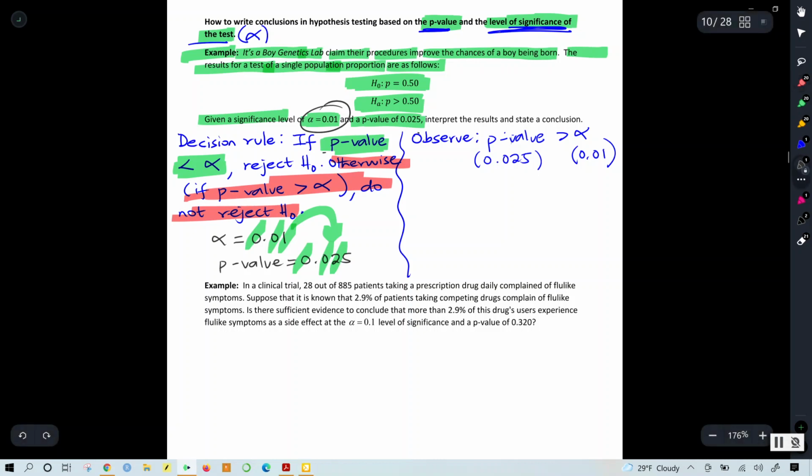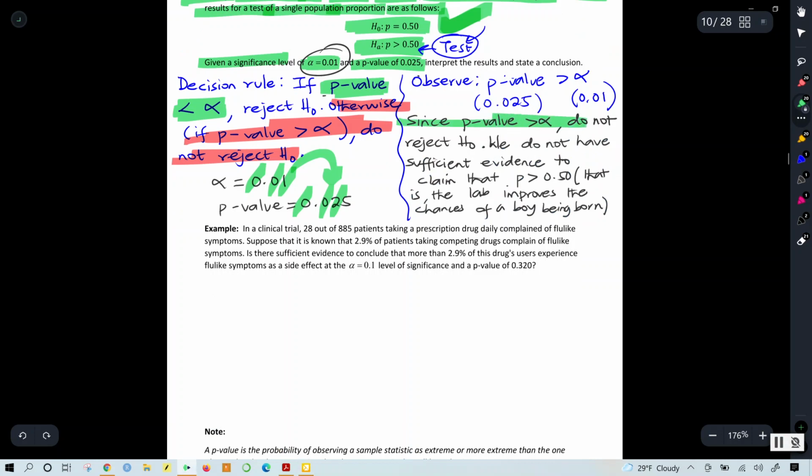So let's make a conclusion. Since the p-value is greater than alpha, do not reject the null hypothesis, which means this is the winner this time. The null hypothesis is the winner, and that means we have insufficient evidence for the hypothesis we want to test. So since the p-value is greater than alpha, we're not rejecting the null hypothesis. That means we don't have enough evidence for the alternative.